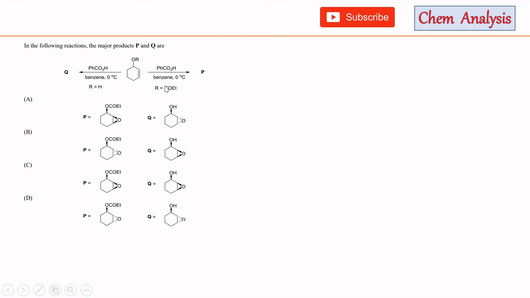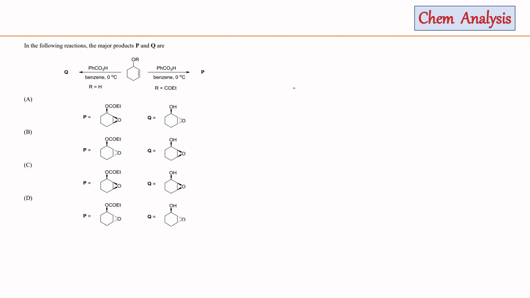COEt, that is this carbonyl group, then since there is no acidic hydrogen atom, there is no chance of hydrogen bonding with the oxygen atom of the peracid. Therefore, due to steric effect, the epoxidation will take place from the opposite phase as that of OCOEt, that is OR.